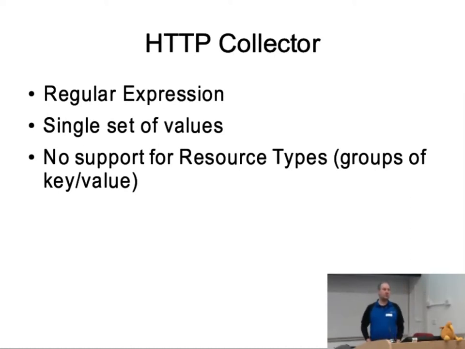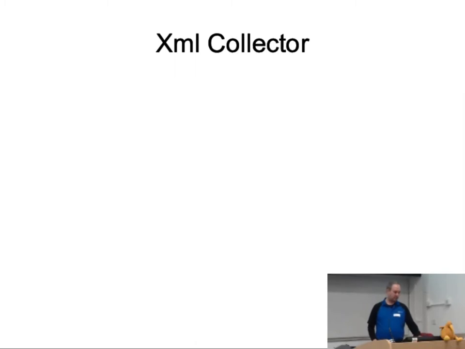It's also a single set of values, in that there's the group that you find in the page, and there's no aspect of being able to do a resource type which would let you group together values. Essentially, with SNMP, you have a table and you have an index, and so you're able to have things keyed off of that for each of the values out there. So that became the impetus for the XML collector.